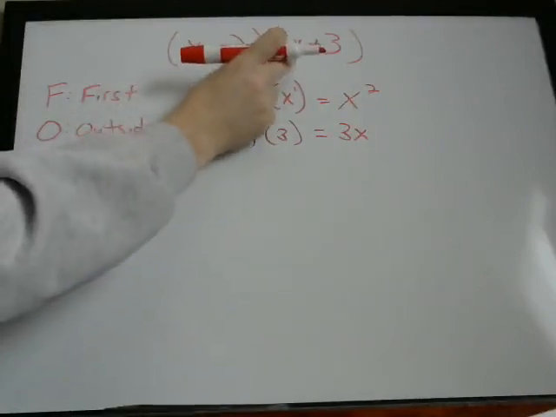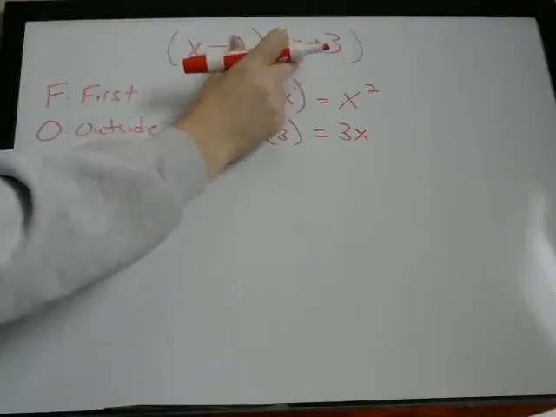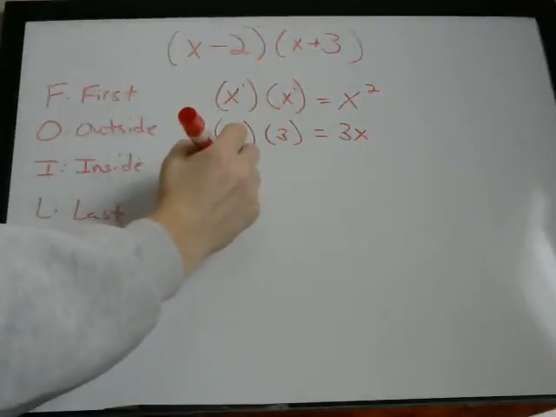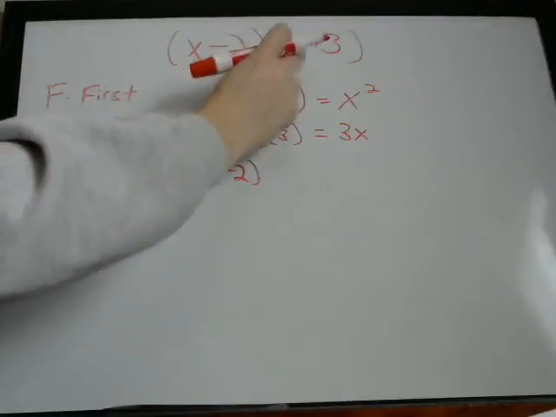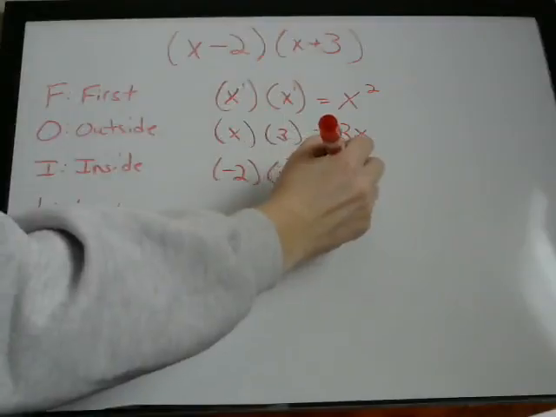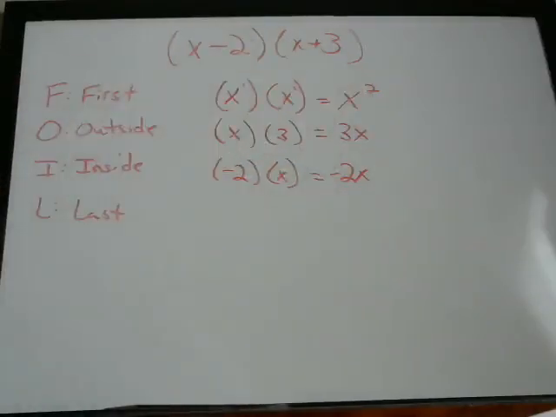Inside, so we do the same thing. Now we're looking at the inside factors. So these are the outside, these are the inside. Here we have negative 2 times x. What's negative 2 times x? It's just negative 2x.